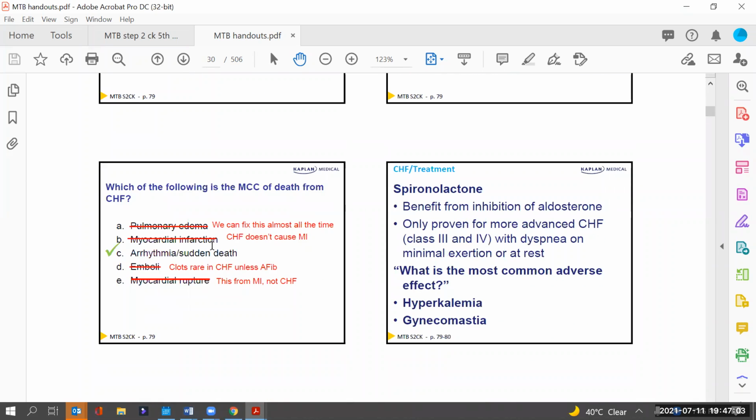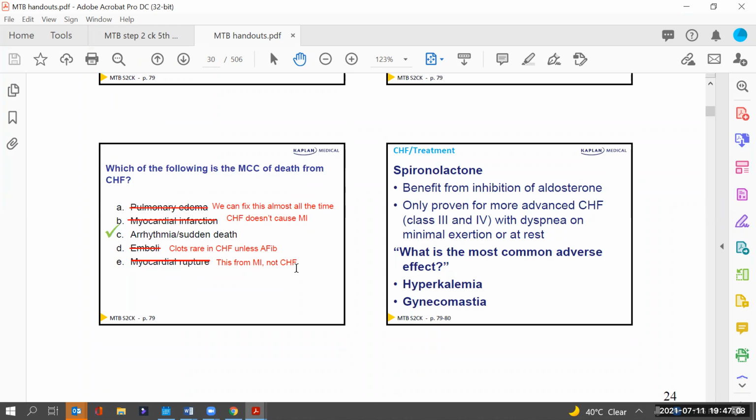Spironolactone is important because we are not going to give it for symptomatic treatment, since it's not working as a diuretic here. What is actually working here? The benefit is from inhibition of aldosterone, only proven for more advanced congestive heart failure, with symptoms on minimal exertion or at rest. So this is a very advanced drug. It's only going to produce effects when there is advanced congestive heart failure.